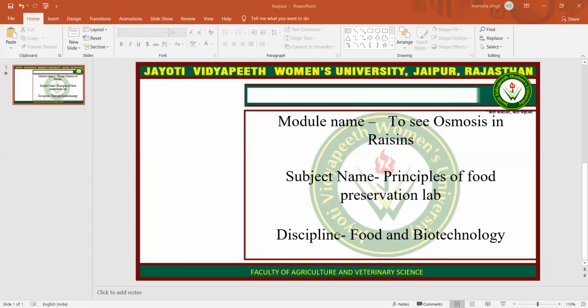Material required for this experiment is 5 raisins, a beaker, filter paper, weighing balance, watch glass, and weight box. Procedure is: take 5 dry raisins and weigh them. Place these raisins in a beaker containing water. Allow all the raisins to swell.